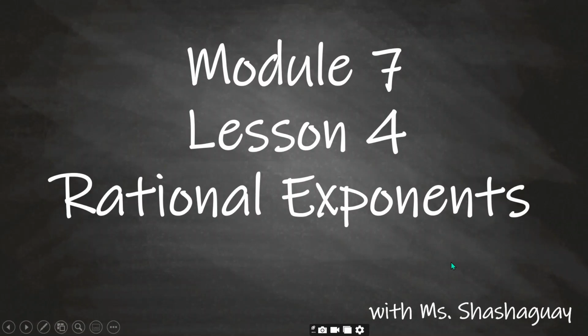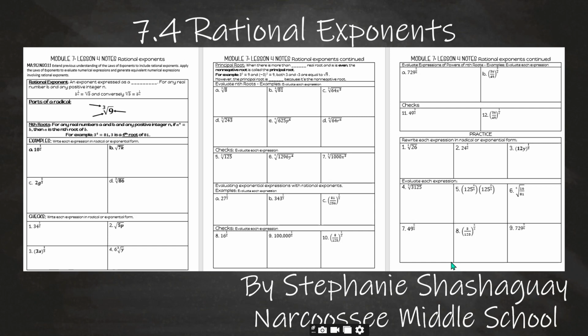This is for Module 7, Lesson 4, which is Rational Exponents. You should have 3 pages: 2.5 pages are notes, and then half a page of practice.